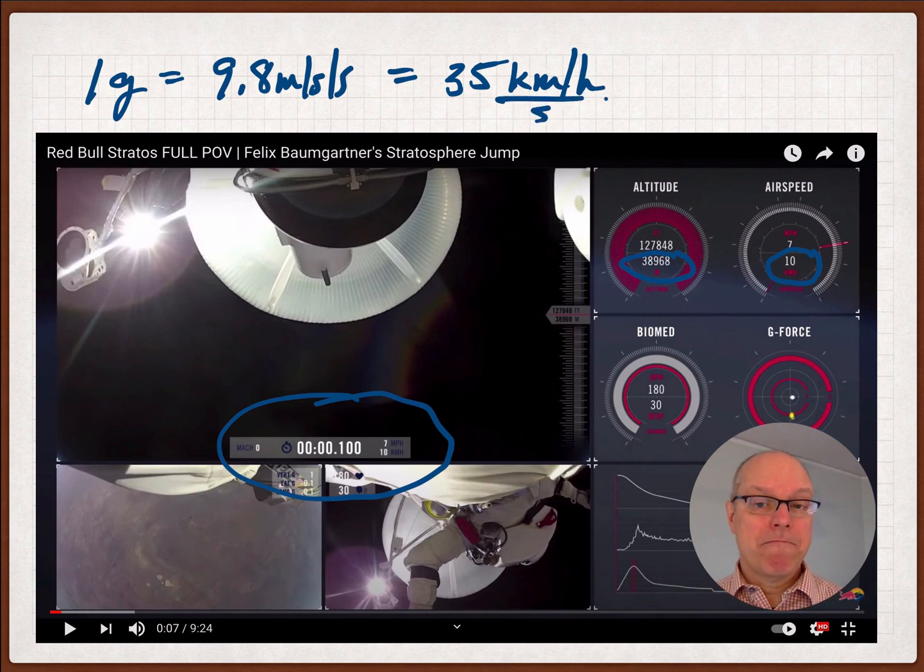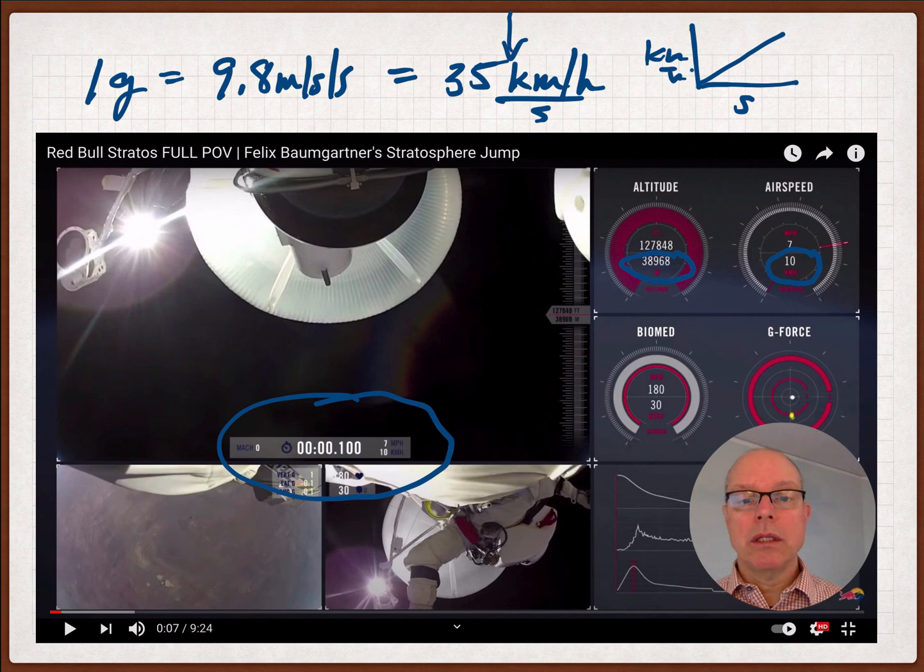So here's the story. If you make your velocity graph with the y-axis in kilometers per hour, and the x-axis in seconds, and you study the slope of it, if the slope of that graph equals 35 kilometers per hour per second, this dude's in free fall. Okay? That's the lab.